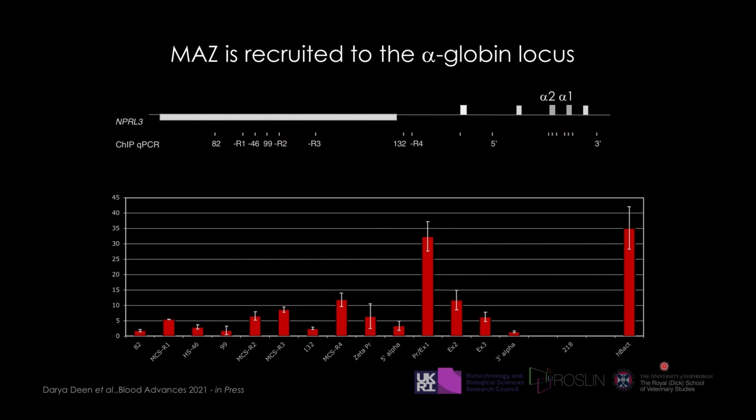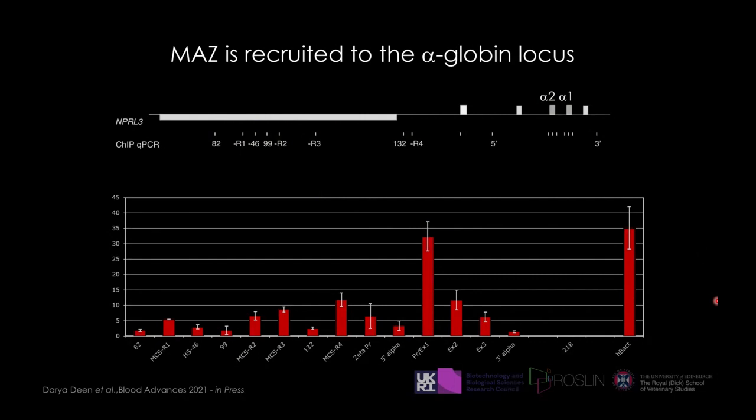And these are the data, the enrichment of MAZ bound here. You can see that the highest peak is the promoter of alpha-globin over here. But we also find a bit of enrichment of MAZ at those key regulatory elements of alpha-globin. So far, so good. Everything looks really beautiful.